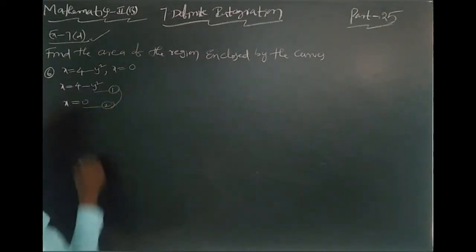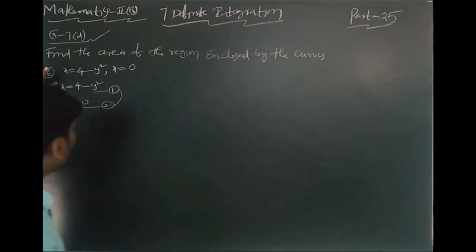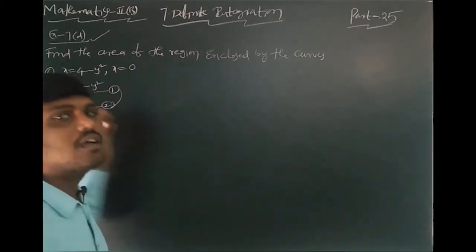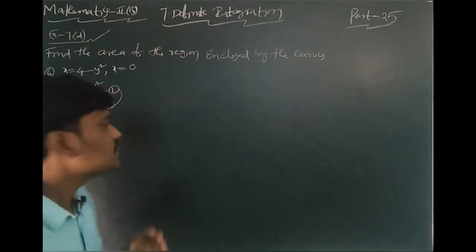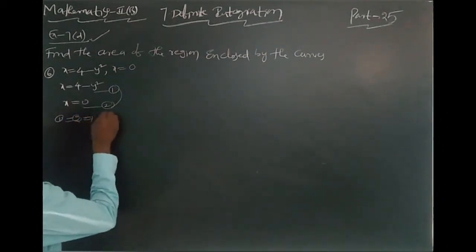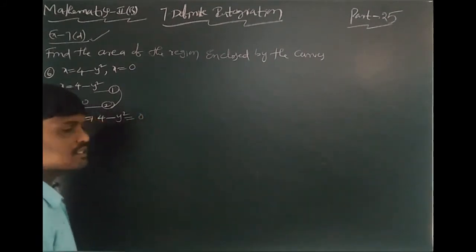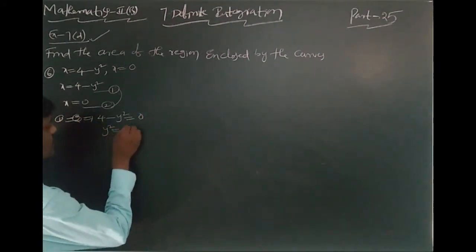These two equations both are equal. Why? Because these two both are equal. Here the LHS parts of these two are equal, then the RHS also will be equal. That's why you can write 1 equal to 2, that implies 4 minus y square equal to 0.